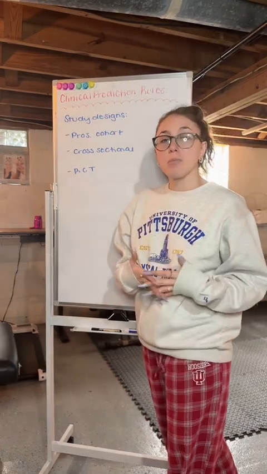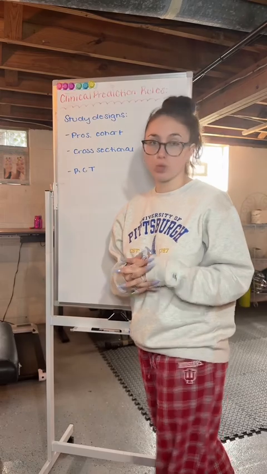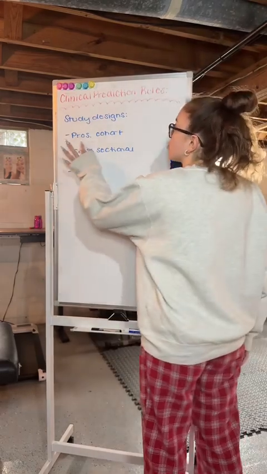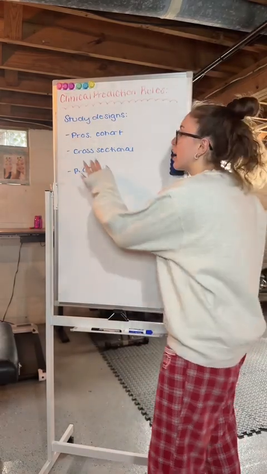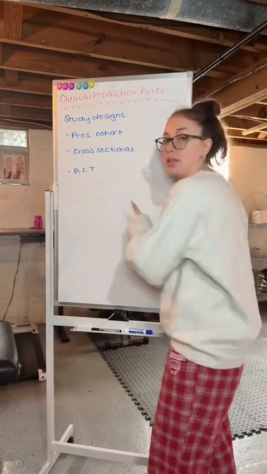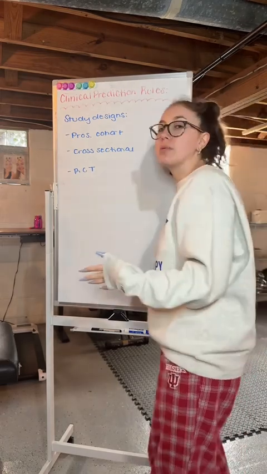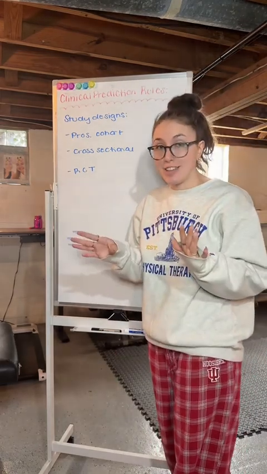Let us next talk about the study designs that are beneficial when we are developing a clinical prediction rule. The first one is prospective cohort studies. The second one is a cross-sectional study. And the last one is our randomized controlled trial studies. Especially this last one, the randomized controlled trial studies are very beneficial when we're in that validation stage.